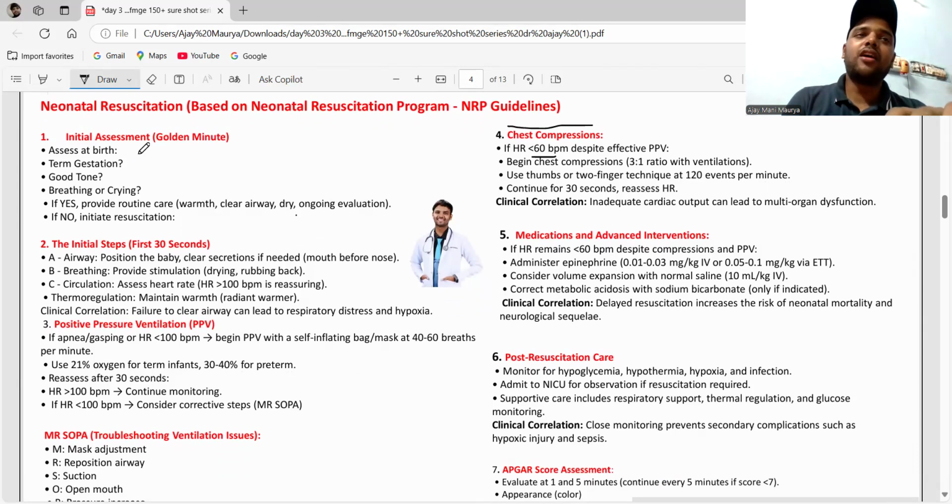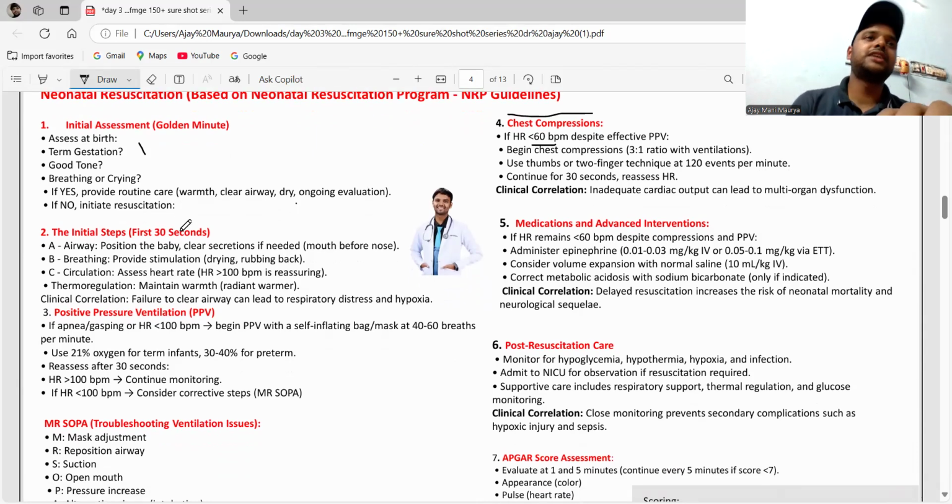If not all these, then you have to initiate the resuscitation. In the initial step, the first 30 seconds, guys, you have to check the ABC: airway, breathing, circulation, then thermoregulation. Okay, guys, see here. Why are we going to do this? Because if there is a failure to clear the airway, it can lead to what?